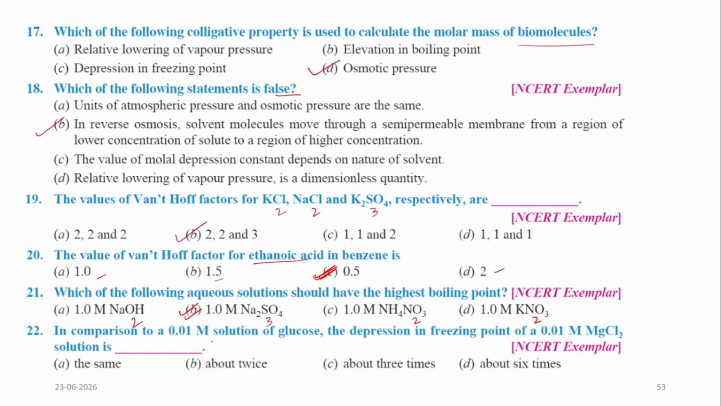In comparison to 0.01 molar solution of glucose, the depression in freezing point of a 0.01 molar MgCl2 solution would be about 3 times, since MgCl2 gives Mg 2 plus and 2 Cl minus, total 3. So I think about 3 times. So let us see the answers, question number 17, D, B, B, C, B, C. Okay, fine.